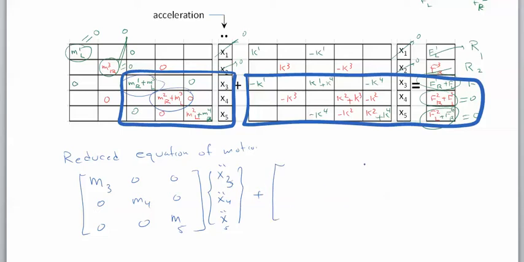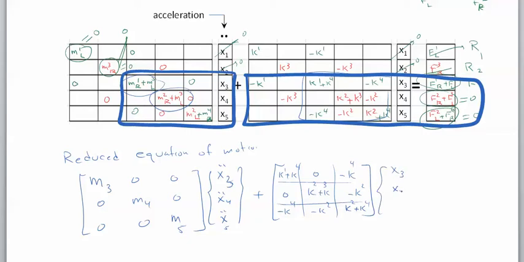plus the stiffnesses. Whatever they happen to be, just this piece. So it's going to be K1 plus K4, 0, minus K4, 0, K2 plus K3, minus K2, minus K4, minus K2, and K2 plus K4. A 3x3 matrix, you can see like that. Times the displacements equal to big F, 0, 0.